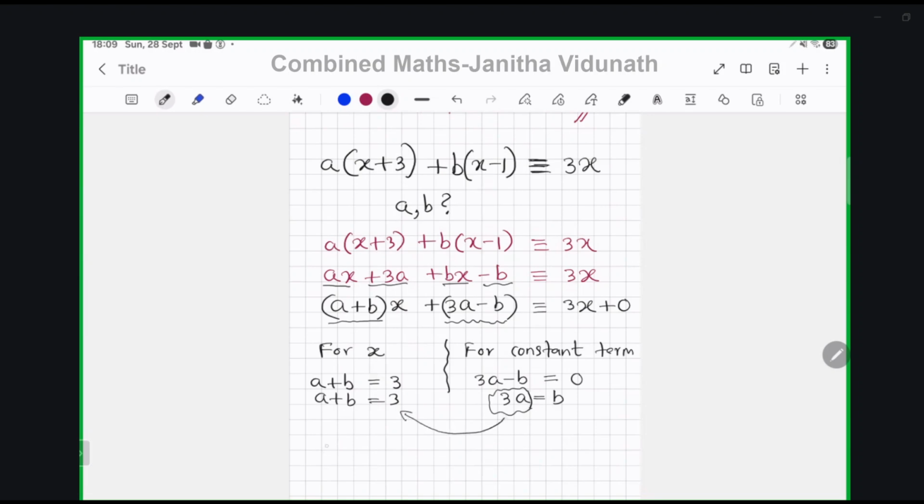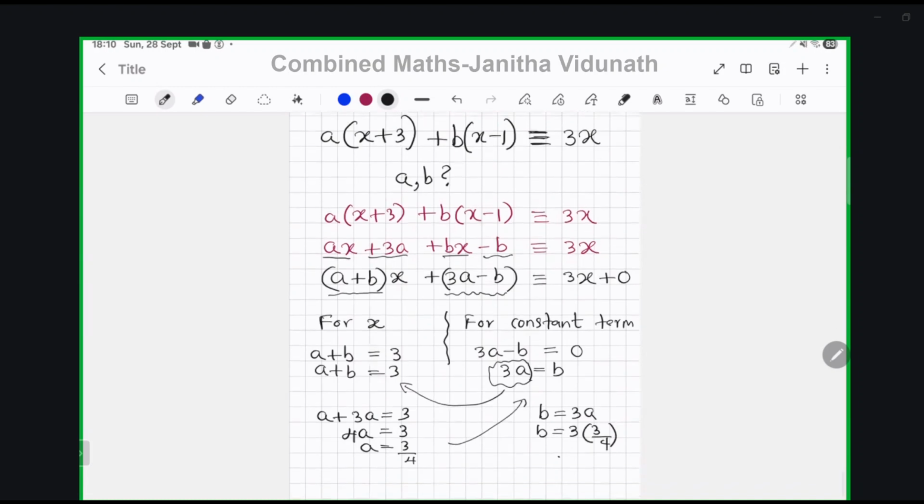That means a plus 3a equals 3. That means 4a is equal to 3, so a equals 3 over 4. Then we can substitute here. We get b is equal to 3a. That means b equals 3 times 3 over 4. That means b is equal to 9 over 4.